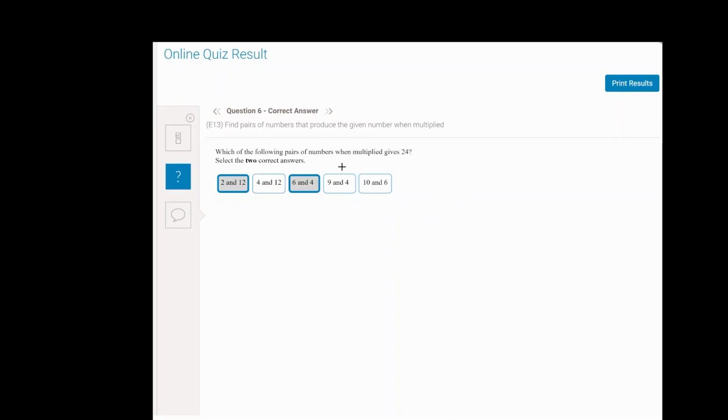24. Which of the following pairs of numbers when multiplied gives 24? 2 and 12, yes. And 4 and 12, if it was 4 and 12, then it would be 48, so it's wrong. 6 and 4, yes, it would be equal to 24. If you guys also read the full question, it says 2 correct answers, so you won't have to look more. But if you guys just want to check it again, then you do the other numbers.